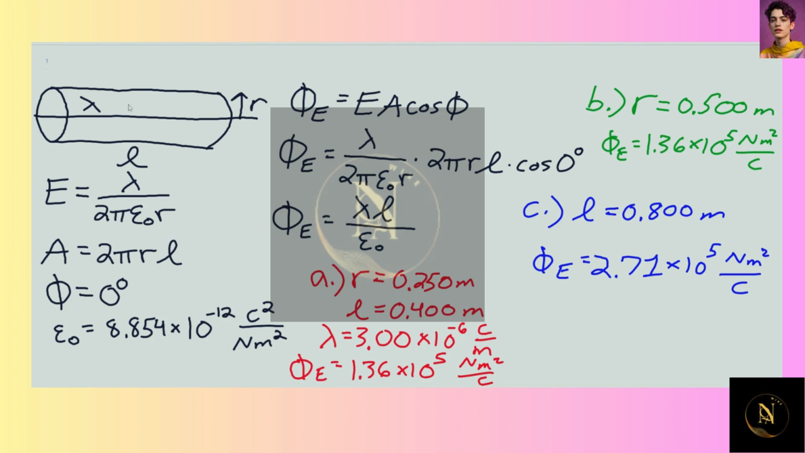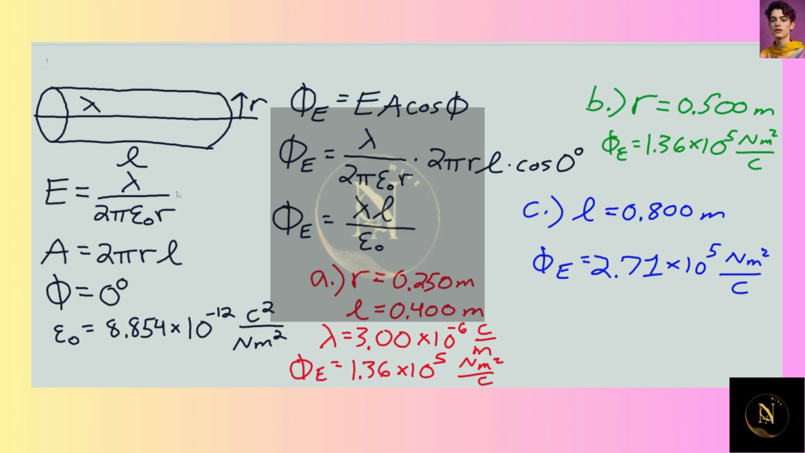So first thing, I've made a basic sketch of the cylinder. The cylinder is given as length L, so that's the length along here. And the radius of the cylinder is r, which I've drawn here, just going from this axis that goes through the middle of the cylinder. And then the line charge is denoted with lambda.